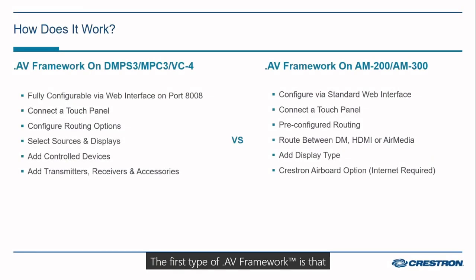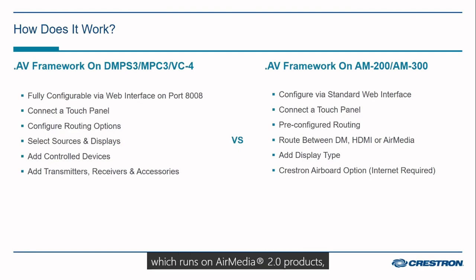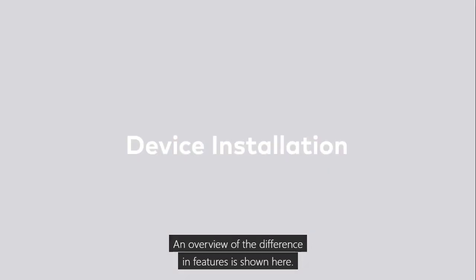The first type of AV Framework is that which runs natively on the DMPS3, MPC3, and VC4 processors. The other main type of AV Framework is the type which runs on AirMedia 2.0 products, such as the AM200 and 300. An overview of the difference in features is shown here.